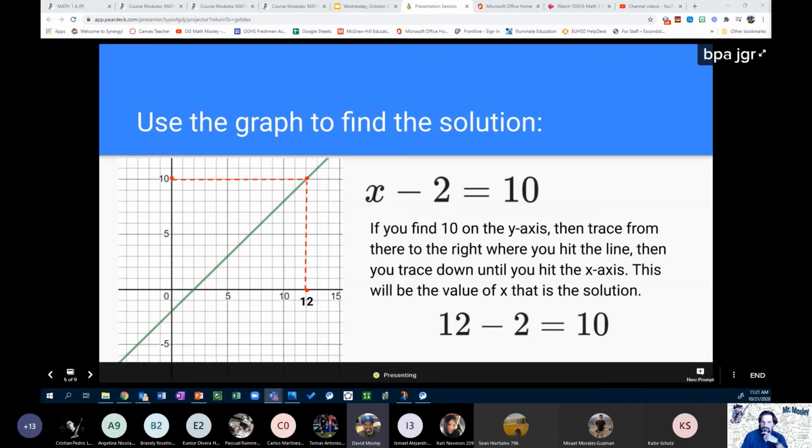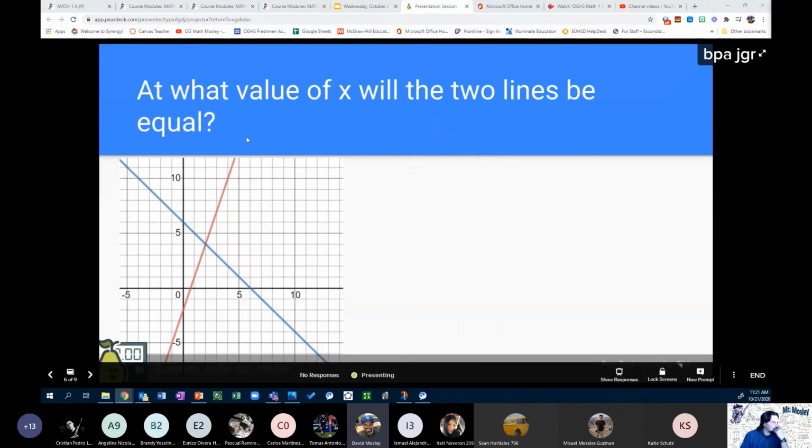Okay. Let's try the next one. At what value of x will the two lines be equal? What value of x?